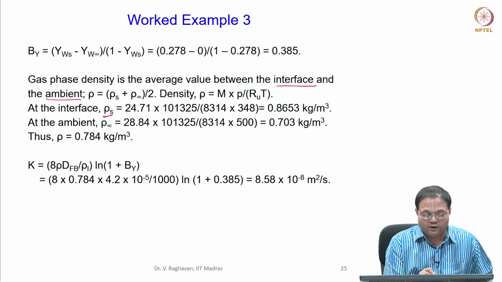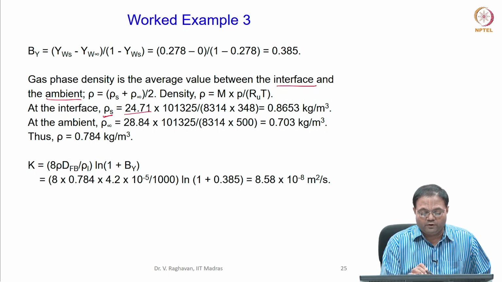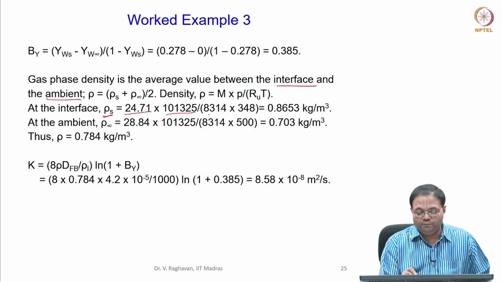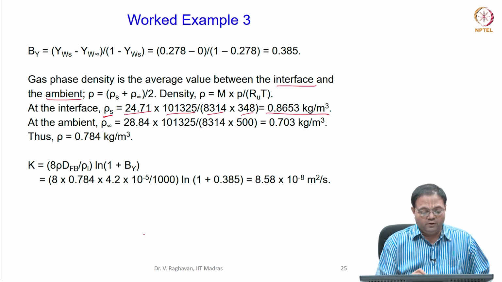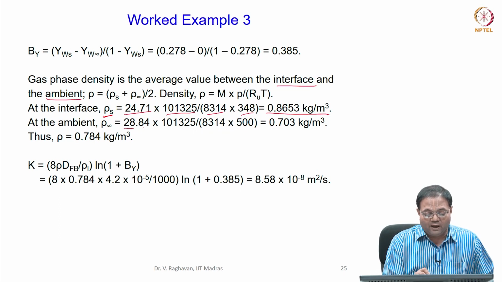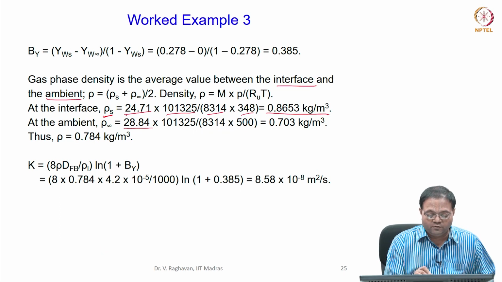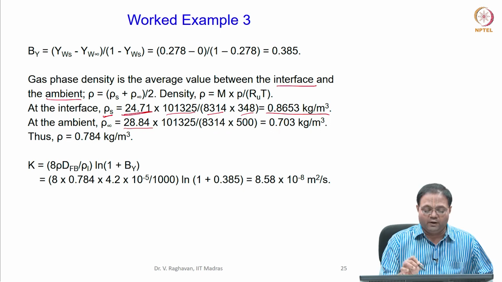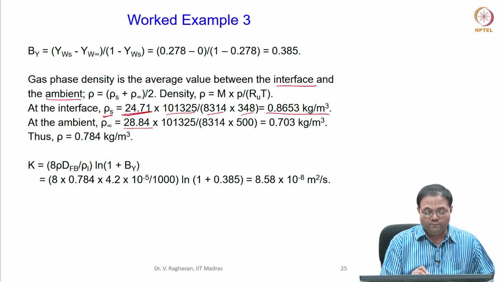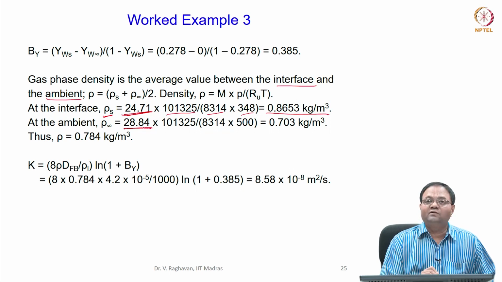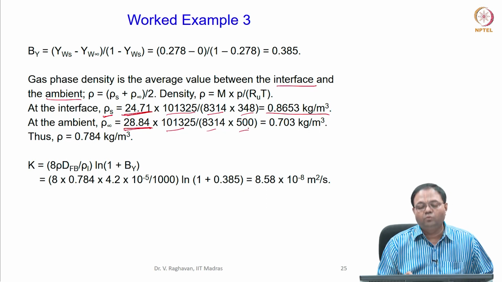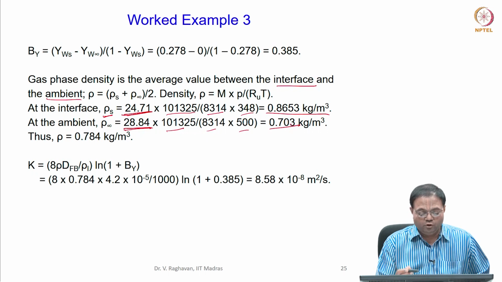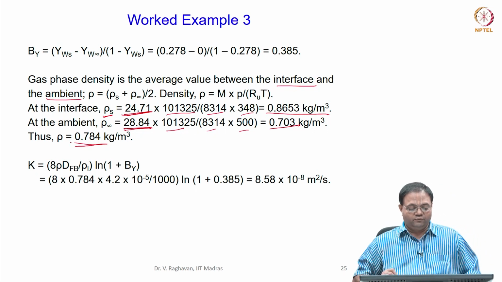So, at the interface, what is the density? Molecular weight times pressure divided by universal gas constant times the temperature, 75 plus 273. So, that is the density at the interface. At the ambient, only air prevails. At the interface the mixture is prevailing, so the mixture molecular weight you have to substitute there. But at infinity, only air is present. So, the molecular weight of the air times its pressure divided by R_U times the temperature of the ambient, 500. So, the average density is taken here.